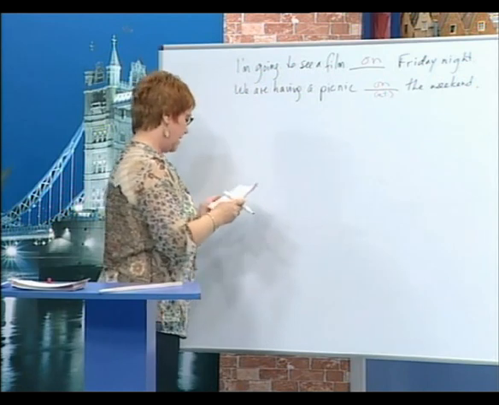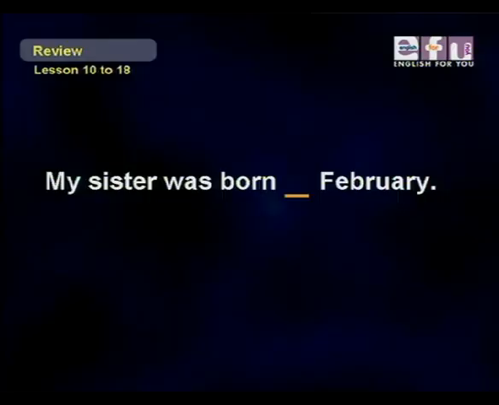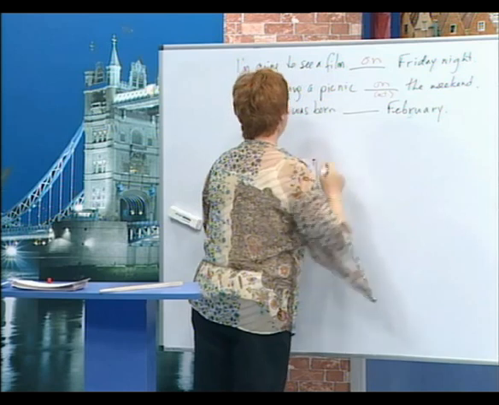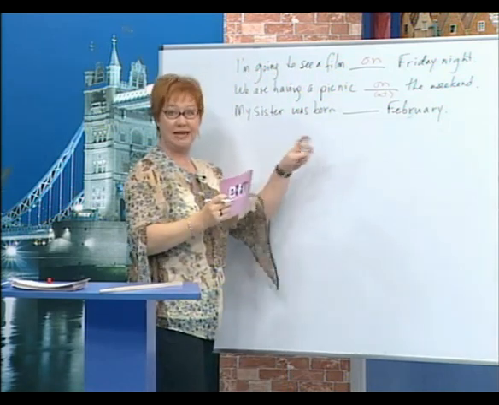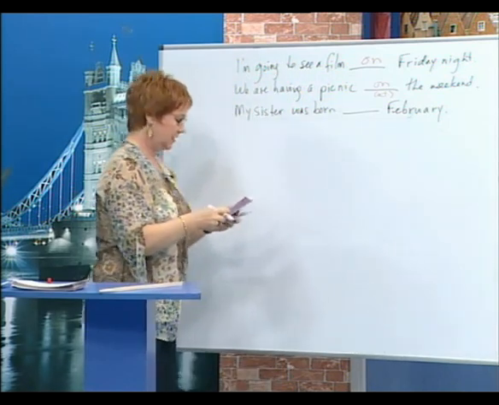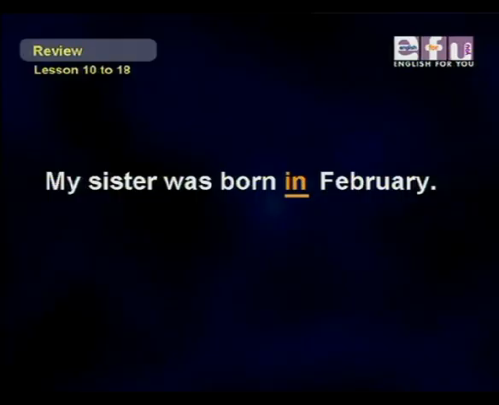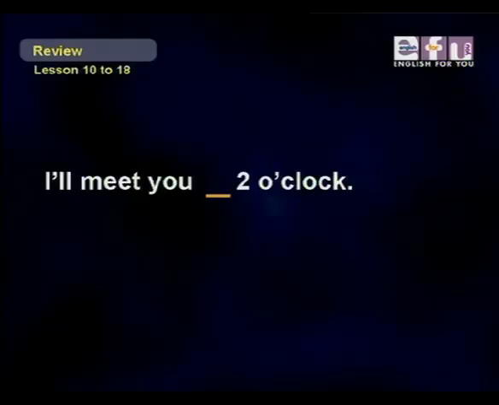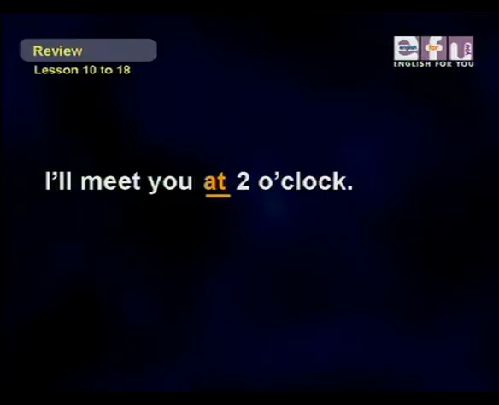Okay, now here's another one. My sister was born February. Okay, my sister was born. This is her birthday. Okay, this one is for Ali. My sister was born in February. In February, yes, in February. Okay, here's another one. I will meet you 2:00. This one is also for you, Ali. I'll meet you at 2:00. Yes, I will meet you at 2:00.